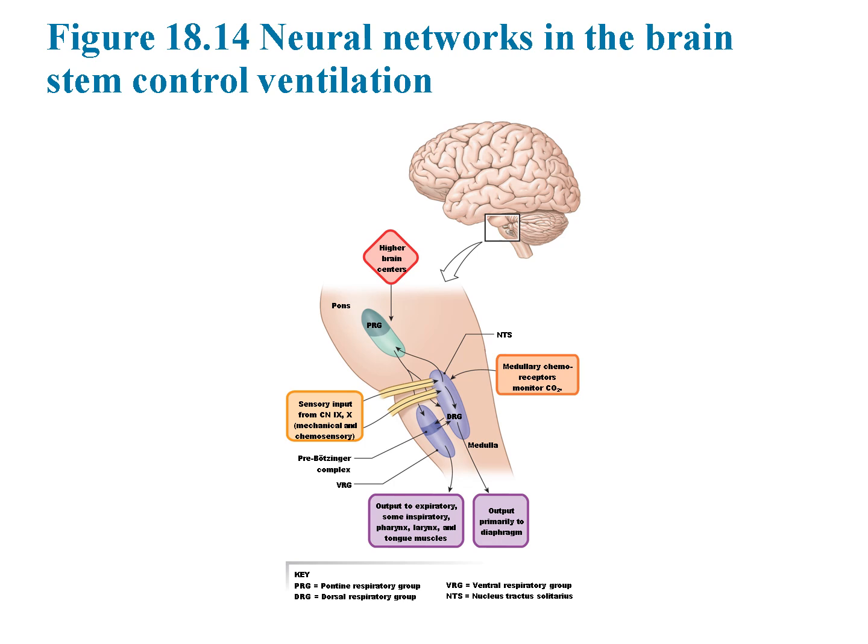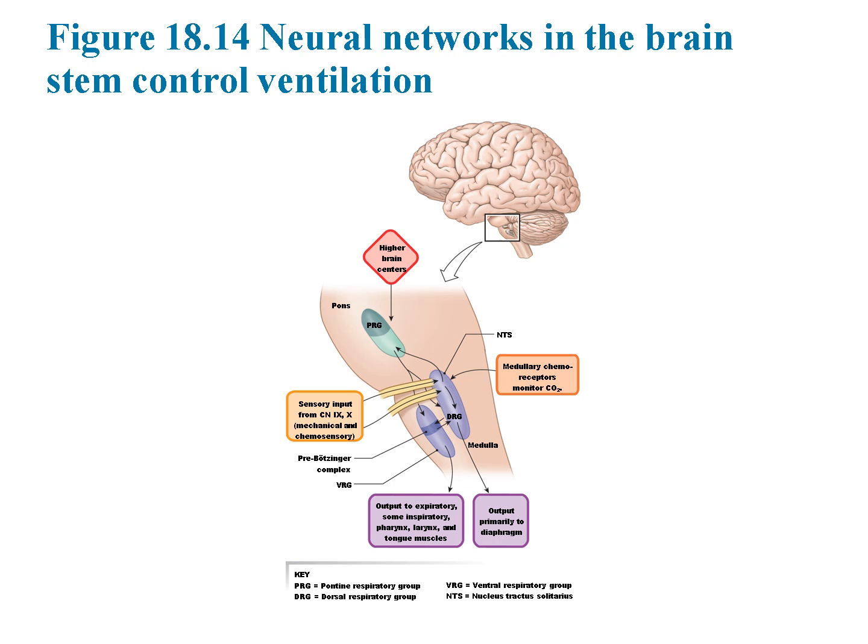The pontine respiratory group, located in the pons, helps fine-tune the respiratory rhythm by sending signals to the medulla oblongata. This ensures smooth transitions between inhalation and exhalation, making breathing more efficient and adaptable to different physiological needs. Higher brain centers can also influence ventilation, allowing voluntary control over breathing patterns.